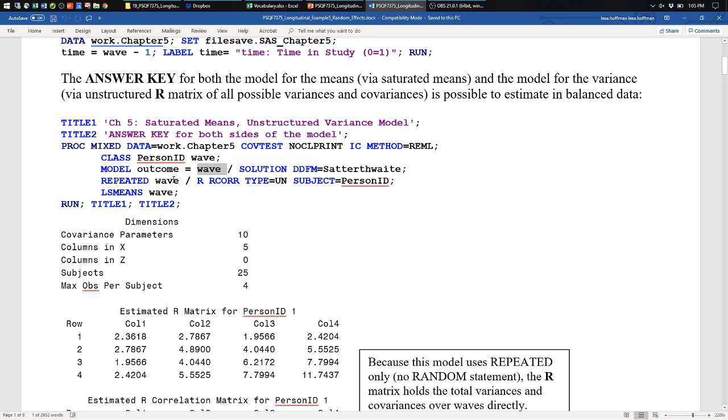And then down here, repeated wave, type equals UN gives me what? Unstructured. Everything gets to be what it wants. So the means get to be what they want. The variances get to be what they want. The covariances get to be what they want. That really is your saturated model in SEM. That's your H1, where everything gets to be what it wants. Just identified. Why am I fitting it? Because this is the answer key. This is going to give me the pattern that subsequent models are going to try to approximate more parsimoniously, but hopefully as well-fitting.